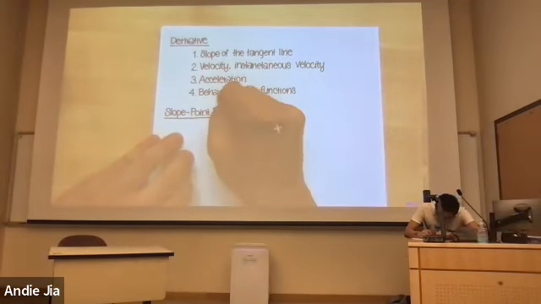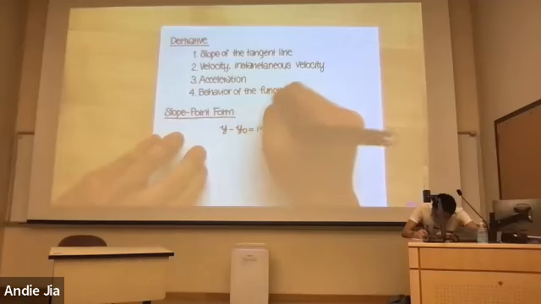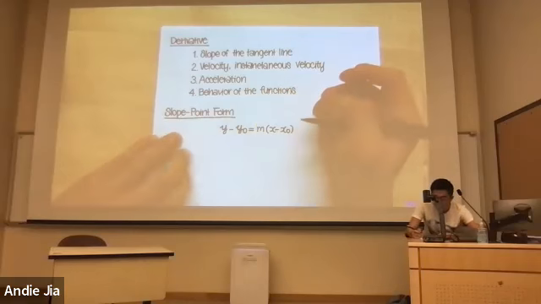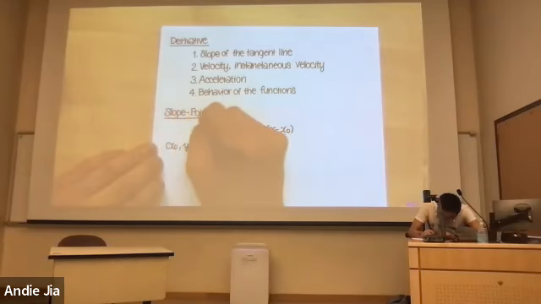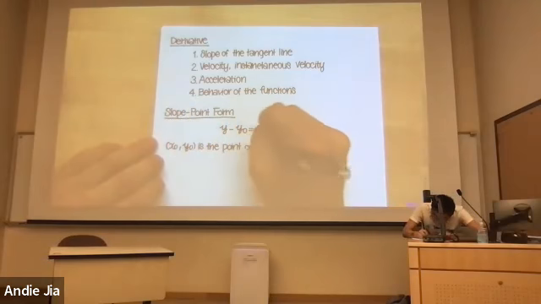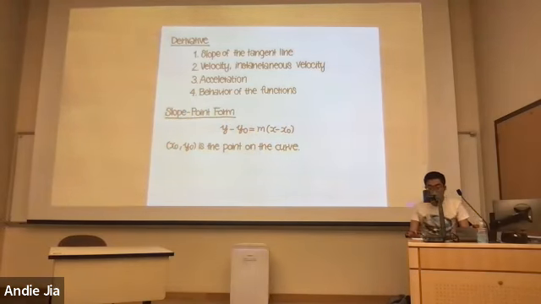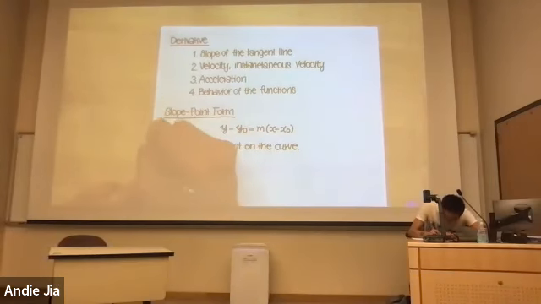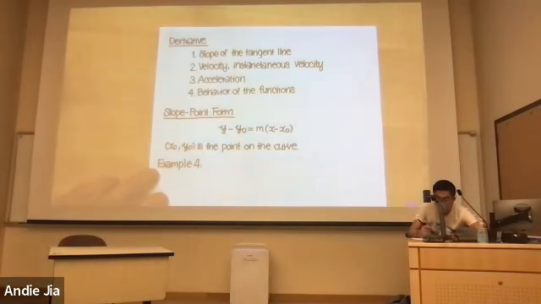It is y minus y0 equals m times (x minus x0), where (x0, y0) is a point on the curve. So let's do some examples. Example four, find the slope of a tangent line.